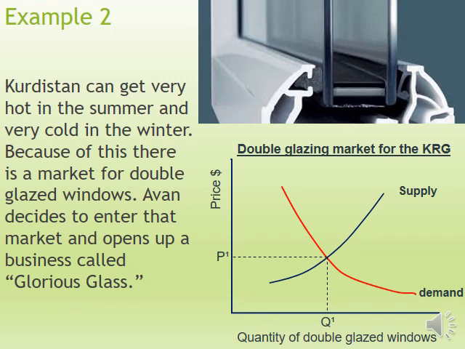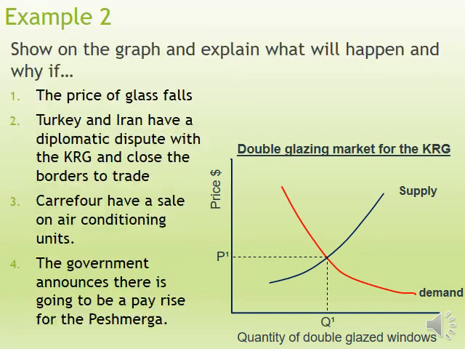If you're unfamiliar with that term, it's a picture in the top right where basically you have windows which have two panels of glass, which means that you've got much better insulation. And Avan, she decides she's going to enter the market and she's going to open up a business called Glorious Glass. That's Avan's business. Now you can see in the bottom right hand corner the current supply and demand curve for double glazing in Kurdistan, and the current price is P1 and the quantity consumed is Q1 at the equilibrium.